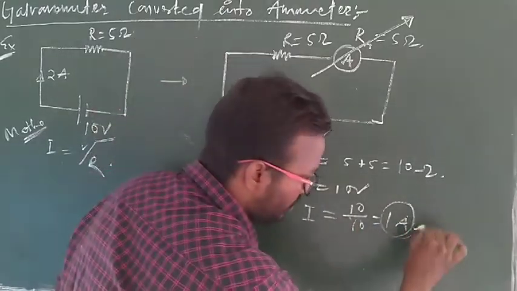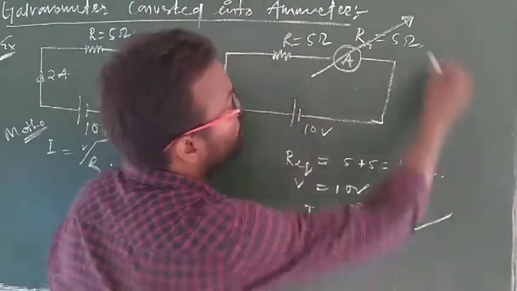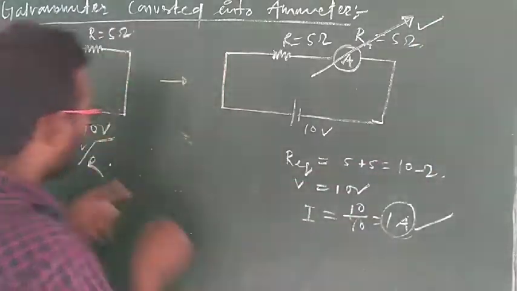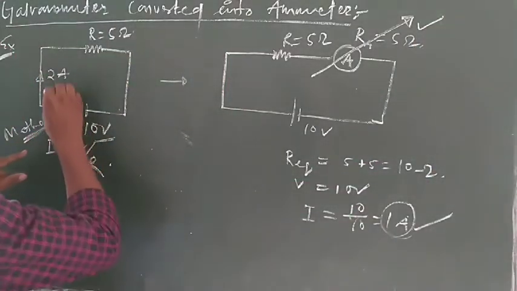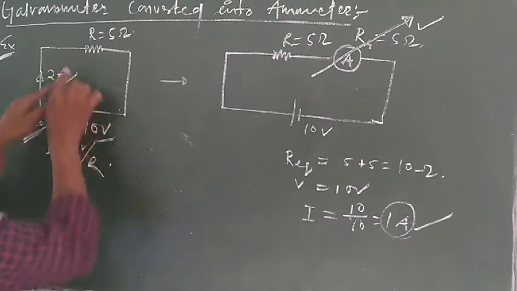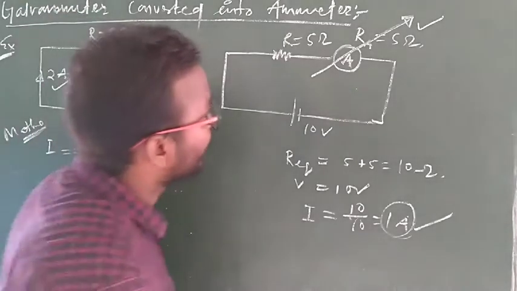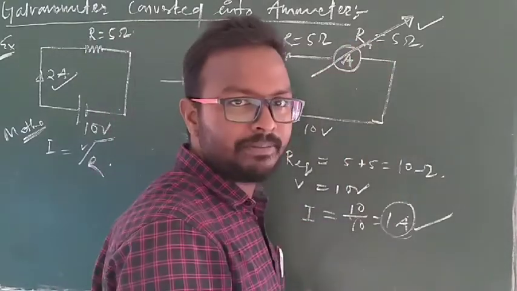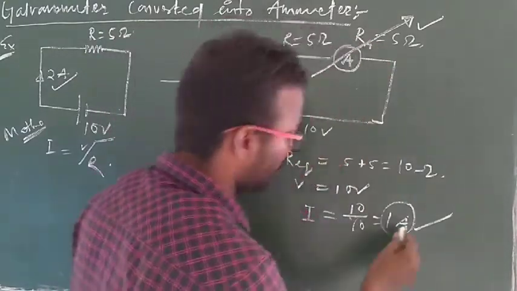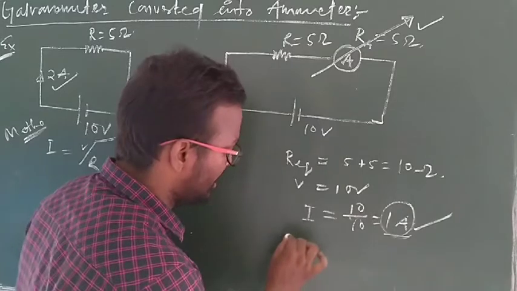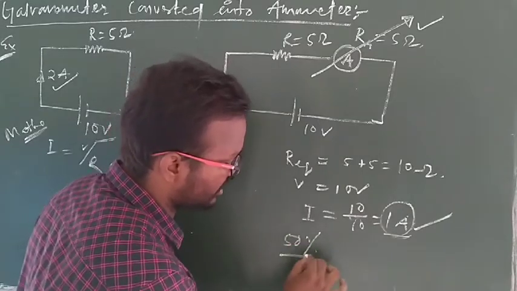So this is the amount of current shown by the ammeter, but actually this current was 2 ampere when there is no ammeter. This is the mathematical expression. But if we use an ammeter, then the current is 1 ampere. That means 50% current loss.